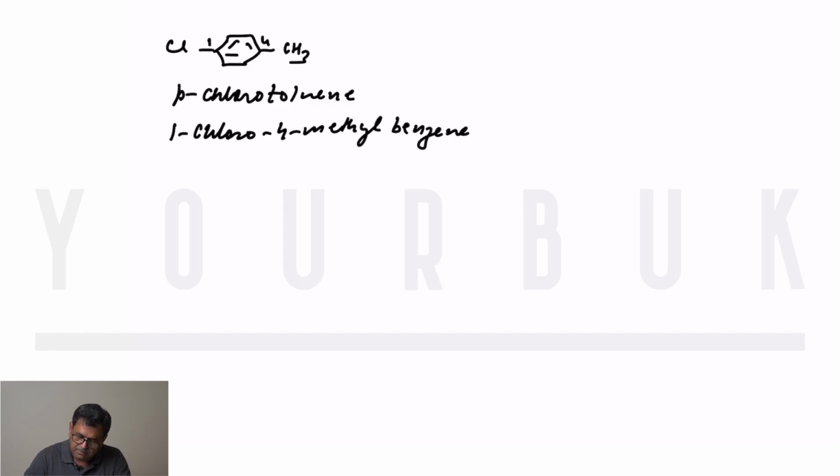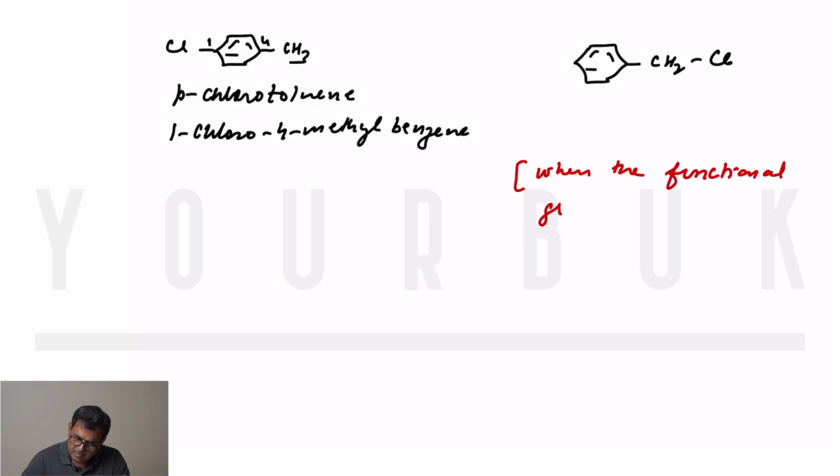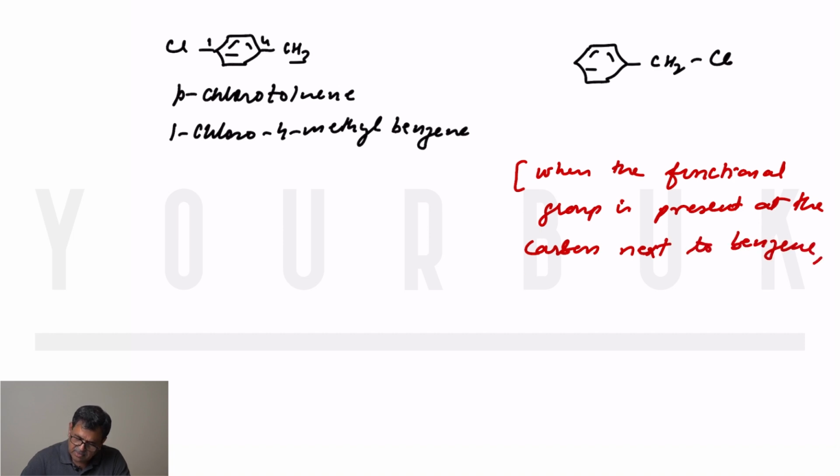Now one more example in which the benzene is present, but my functional group is on the side chain, not directly bonded to benzene. When the functional group is present at the carbon next to the benzene, then it is called benzyl.